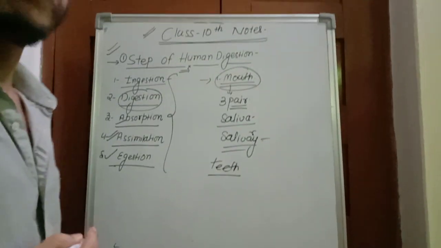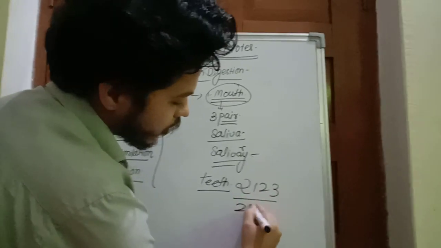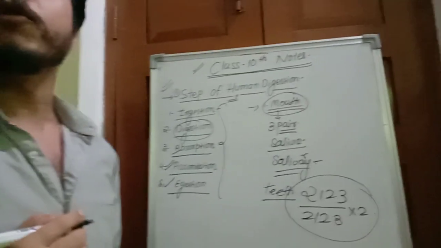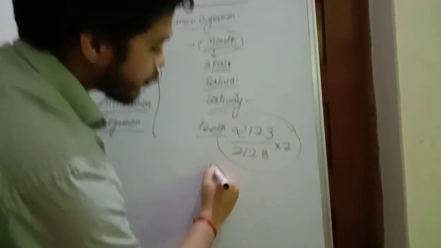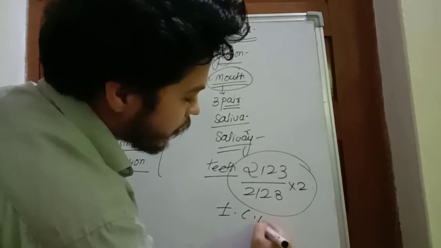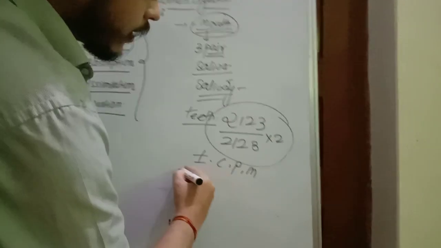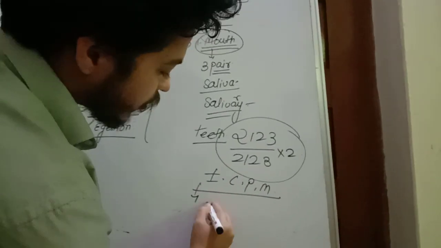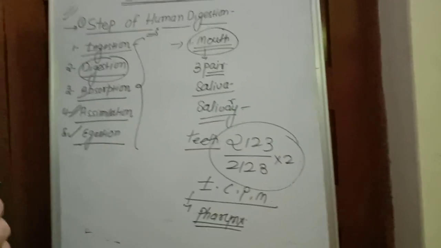Write the dental formula. That is 2123 into 2. That is the dental formula of humans, and note down the names of the teeth: incisor, canine, premolar and molar. Make their notes properly. After the mouth, you write about the pharynx. What is pharynx? Pharynx is a common passage for both food and air.